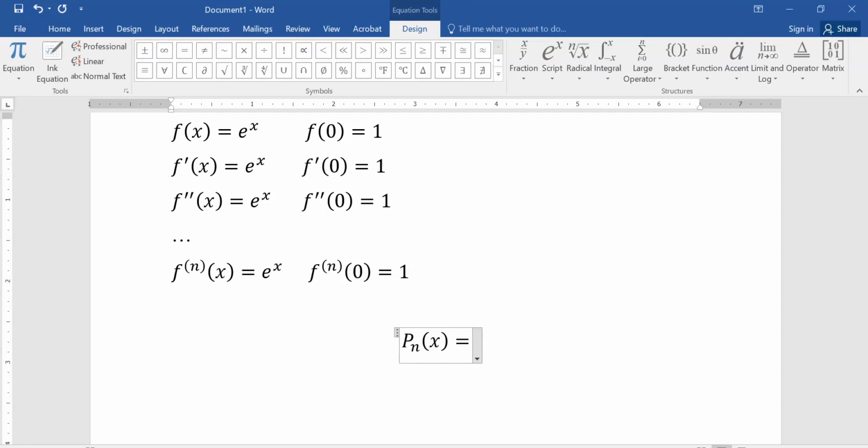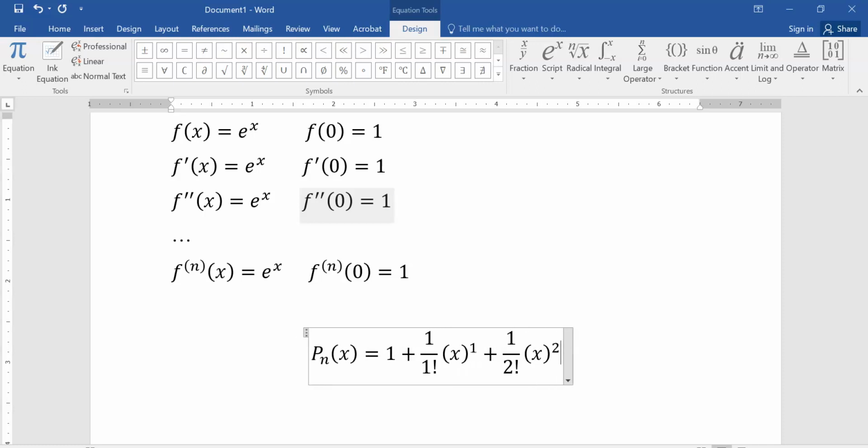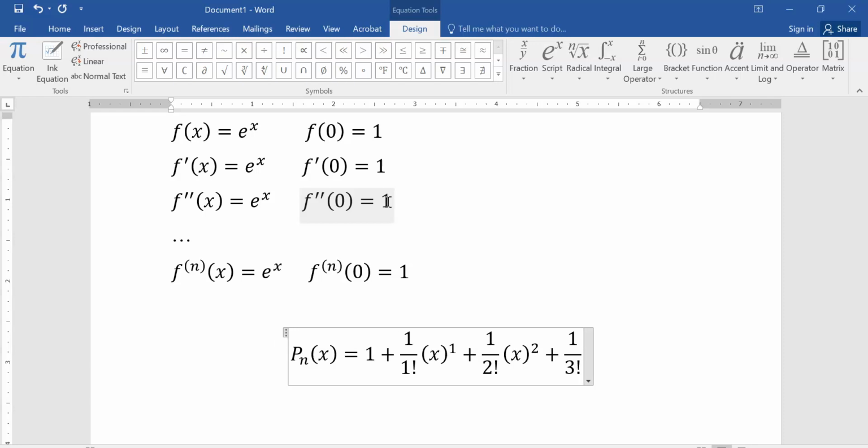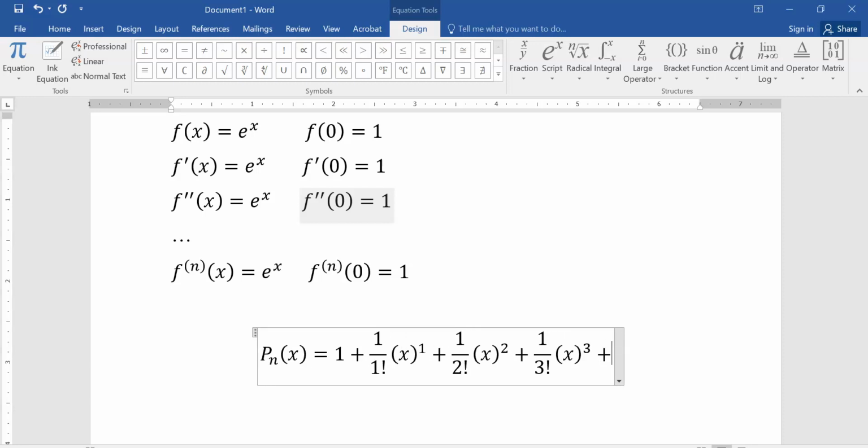And we go f of 0, that's my first term, so that's 1, plus 1 over 1 factorial times x minus 0 to the first power, plus, well, then I look at the second derivative. Second derivative, when you plug in 0, is 1. So you go 1 over 2 factorial x minus 0 to the second power, plus 1 over 3 factorial times x minus 0 to the third power. And we're going to keep doing that.